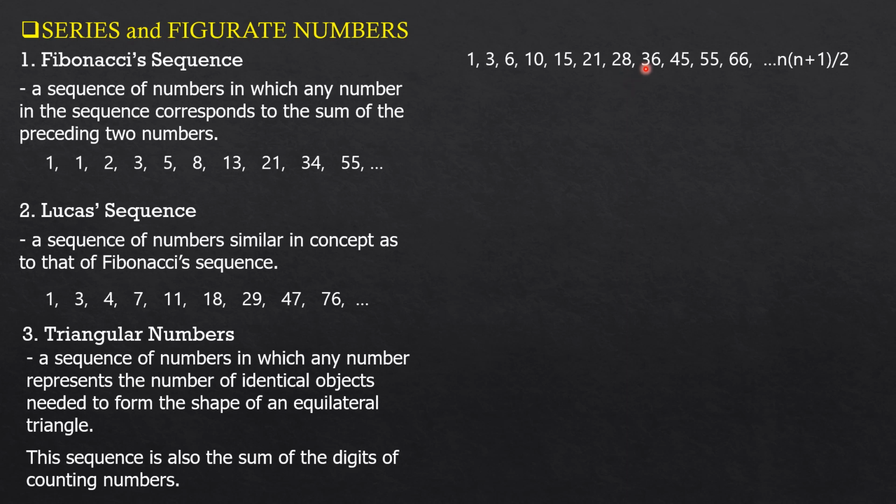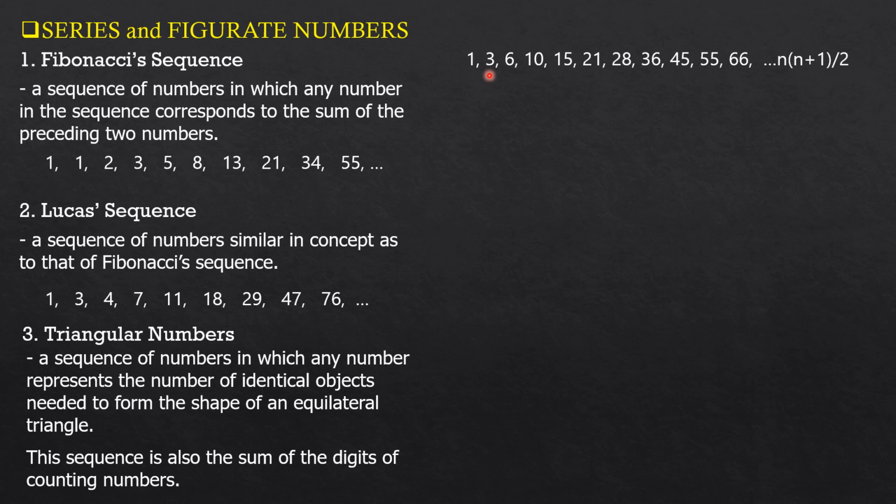28 plus 8 is 36. 36 plus 9 is 45. 45 plus 10 is 55. 55 plus 11 is 66. 66 plus 12 is 78. 78 plus 13 is 91. 91 plus 14 is 105, and so on and so forth. So this is the formula, and we can derive this in arithmetic progression later as one topic in algebra.